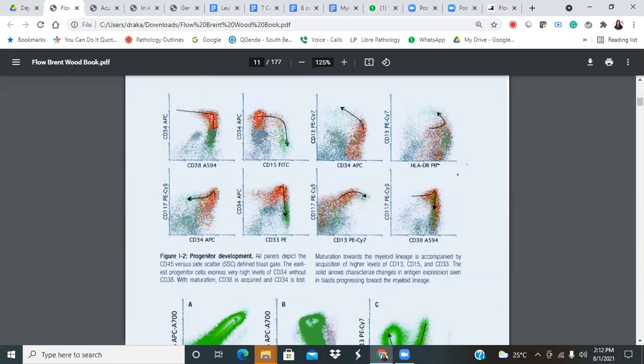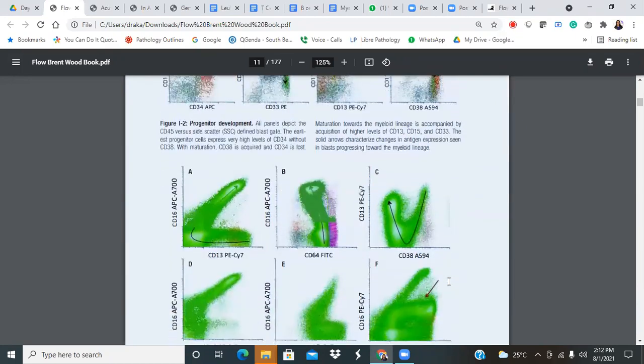So these are all the signs that we already came through. And if you remember, there are some of the signs that we have already read. So for example, we read this sign that has CD34 that goes from here to here, and then the CD33 that increases and then goes back down. Sorry, the CD34 that goes down. So we have read all of these signs, and that's what they are showing here. The solid arrow characterizes changes in antigen expression seen in blasts toward the lower myeloid stage. Okay.